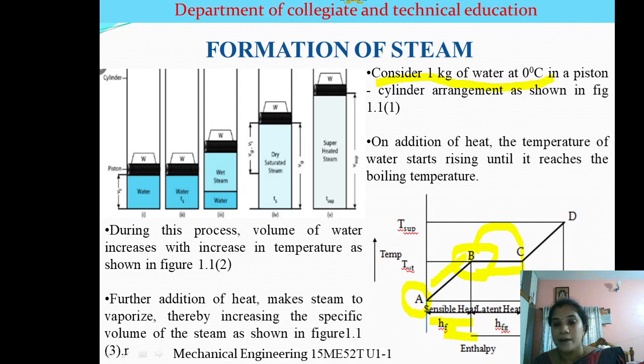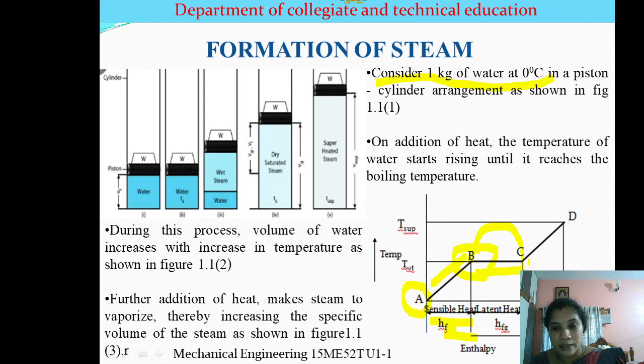What is happening? The phase of the water will change from liquid to the vapor. That is, it is a process where the vaporization has started, but the temperature remains constant. In this particular process, the temperature as well as the pressure will remain constant, but there will be a change of phase from B to C. That is, I can say the water is converting into steam. Water at boiling point is now converting into dry steam.